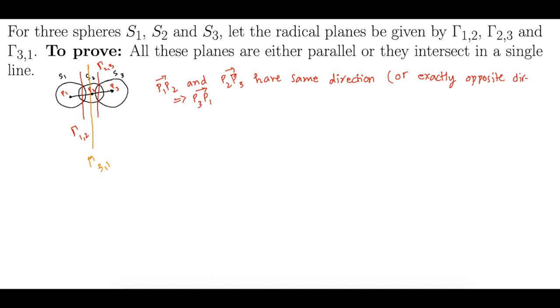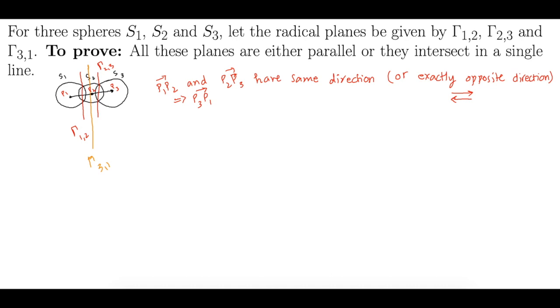Just to complete it, when I say exactly opposite direction, it means that one vector is like this and the other vector is exactly the opposite, but they are still parallel, right? So then P1 P3 also has the same direction or exactly the opposite direction, correct? So P3 P1 is like this. So this is my P3 P1, this is my P1 P2, and this is my P2 P3. Okay, this is just for demonstration purposes. We won't use it now.